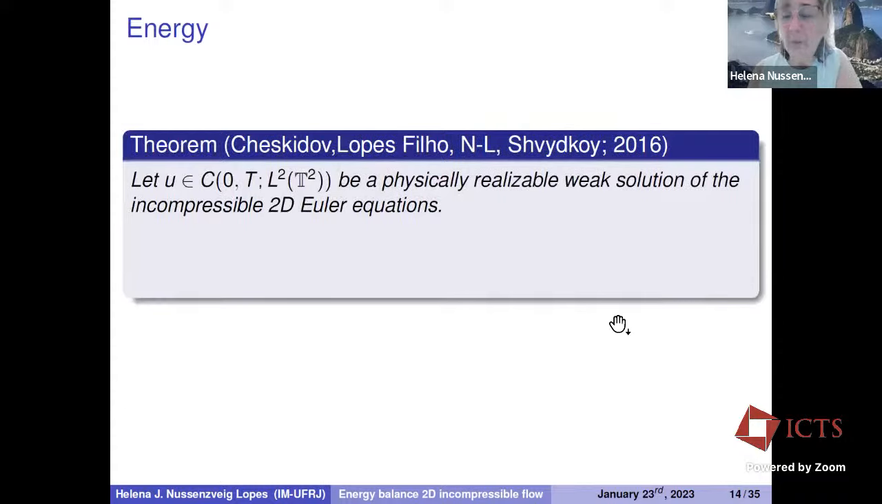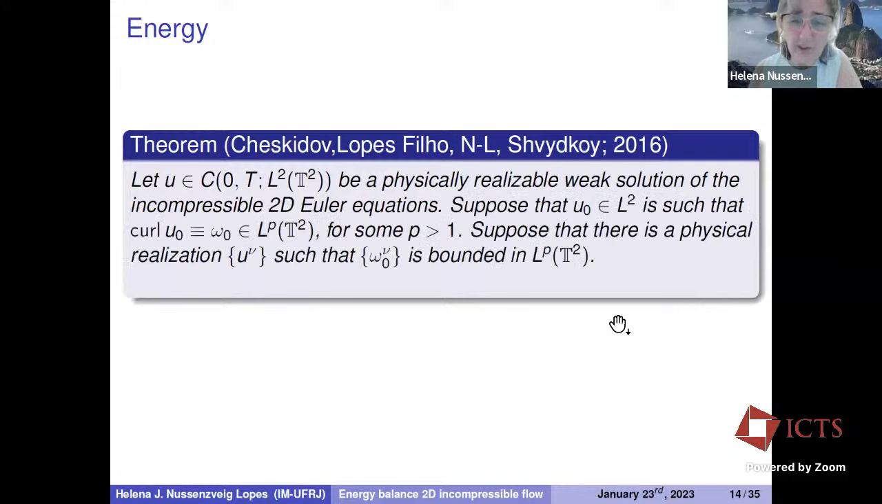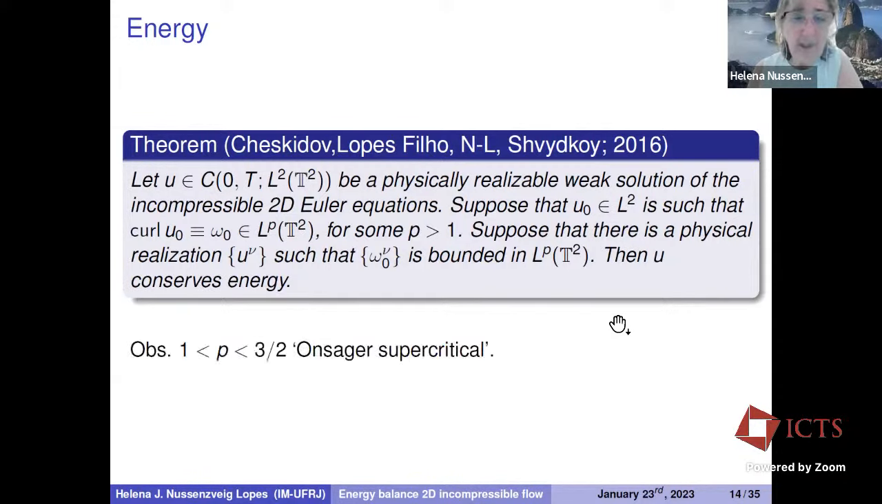Okay, so with this notion, together with Alexei Milton Lopes Filho and Roman Shvydkoy back in 2016, we proved that a physically realizable weak solution for which the vorticity initially belongs to LP for some p greater than 1, or is pth power integrable for some p greater than 1, then it will conserve energy. And I want to note that p between 1 and 3/2 is Onsager supercritical. Okay. So I will discuss the proof very briefly.